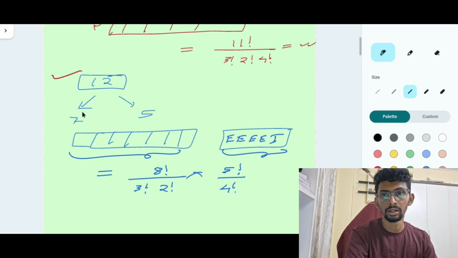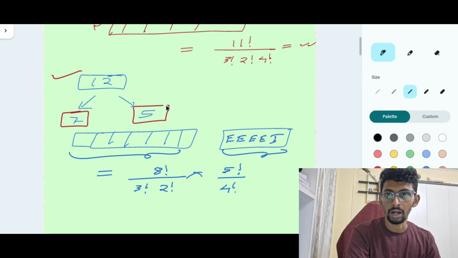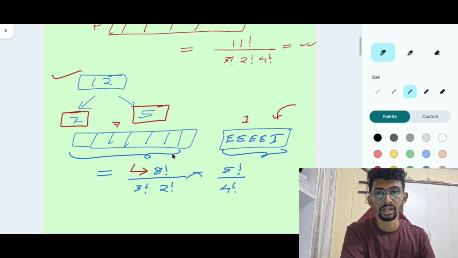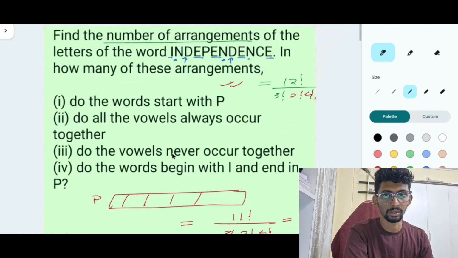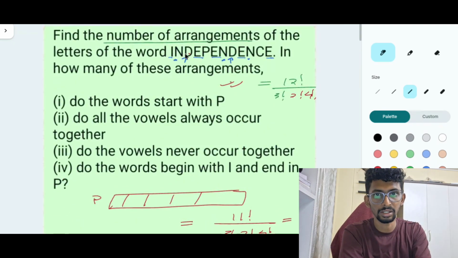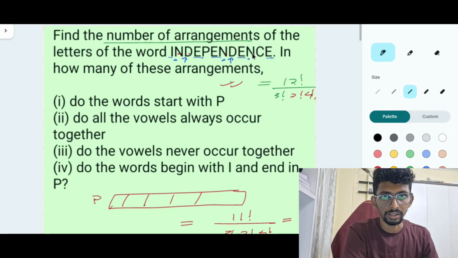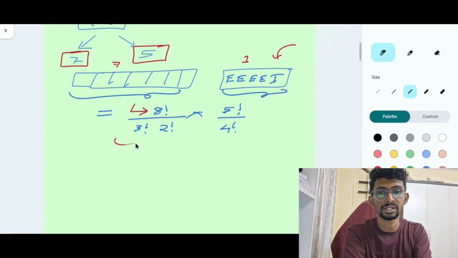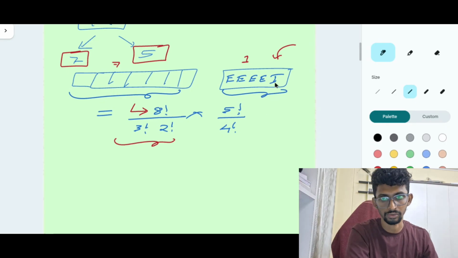Let me explain how. Total 12 letters, out of which 7 are consonants, 5 are vowels. And the vowels will come together, so we have taken that as 1 unit and the rest 7 consonants. So total 8 units. That's why 8 factorial. So it will be an arrangement of 8 factorial. Now 8 factorial divided by 3 factorial, because in this word N is repeating 3 times, and D is repeating 2 times. That's why divided by 2 factorial also.